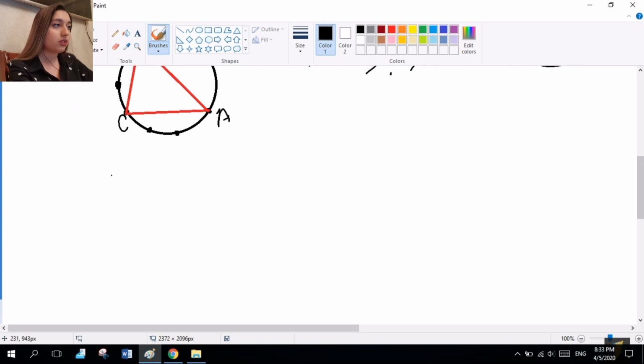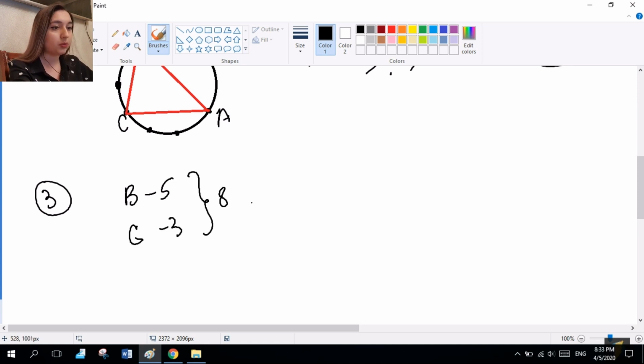And let's go to the next problem. It will be number 3. There are 5 boys and 3 girls in the class. So in the class we have 5 boys, we have 3 girls. So in the whole class we have 8 pupils.